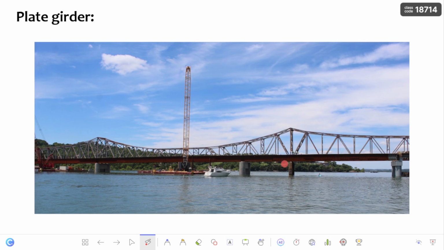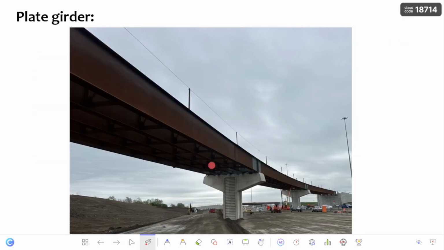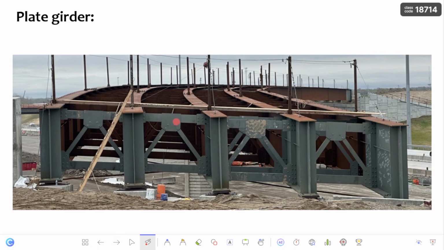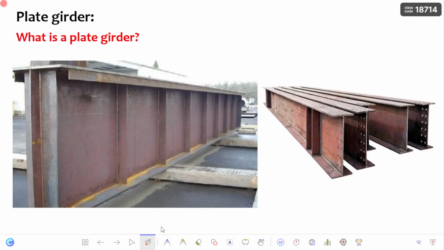This bridge allows two-way traffic also. This is also one of the other examples of the plate girder. Here you can observe a series of plate girders which are connected by the bracings and placed on the pier cap. This is the gusset plate which is connecting the two plate girders. For the connection of this bracing, they are using this gusset plate. I have collected all these pictures for practical understanding of the plate girder.